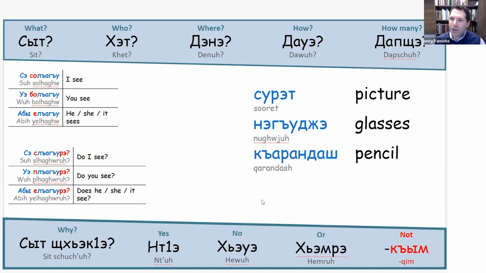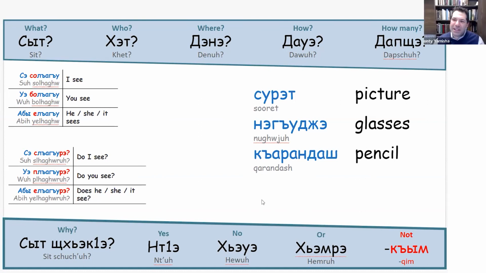Let's talk about the last one. Pencil. There's a witch spelled with a B named Karen who's making a mad dash for my pencil. Freaking Karen. We all hate Karen, right? So Karen is making a dash for my pencil. Karandash. In Russian, we say that too, karandash.